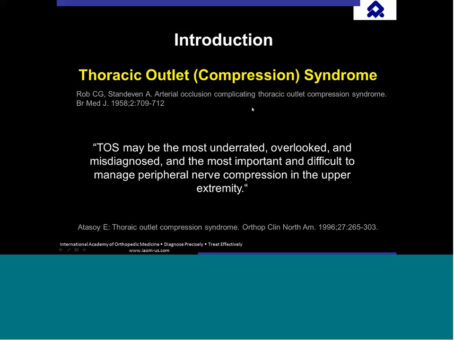We talk about thoracic outlet. It may be the most underrated, overlooked, and misdiagnosed, and the most important and difficult to manage peripheral nerve compression in the upper extremity. This is a big deal. It's a big deal because, as I mentioned, these are the patients that end up in our clinic wondering what is wrong with me and can anyone do something about it.